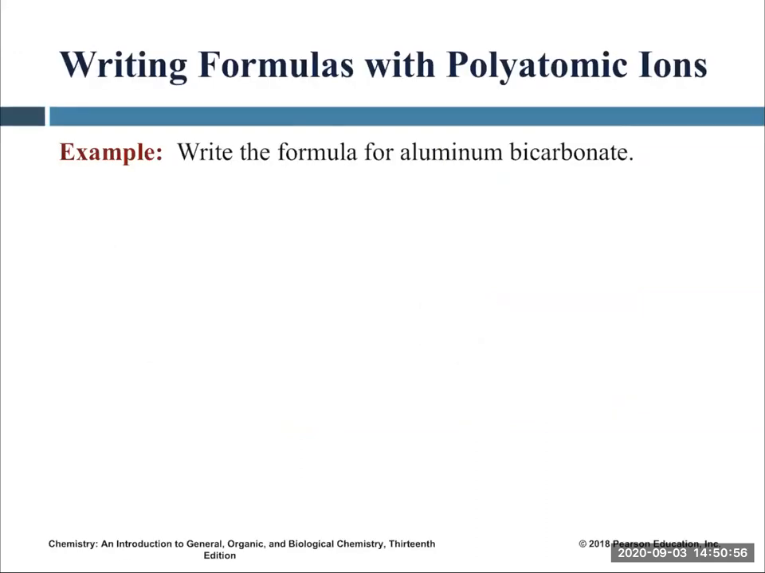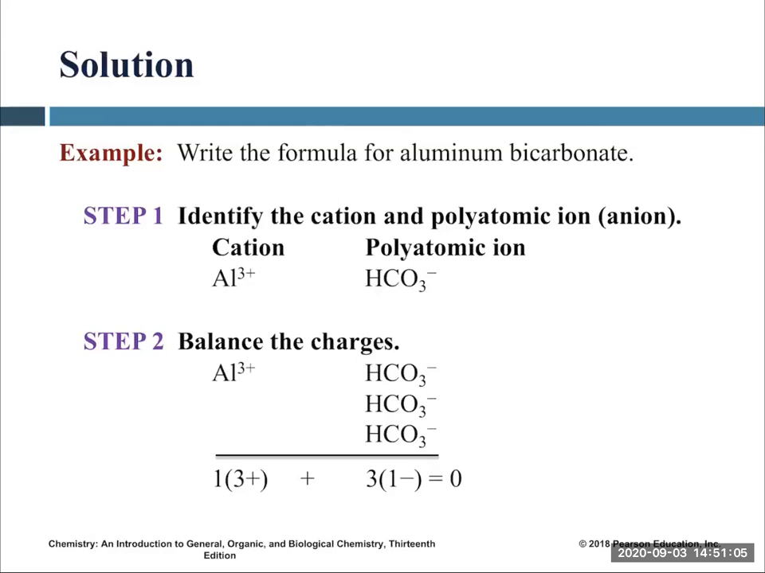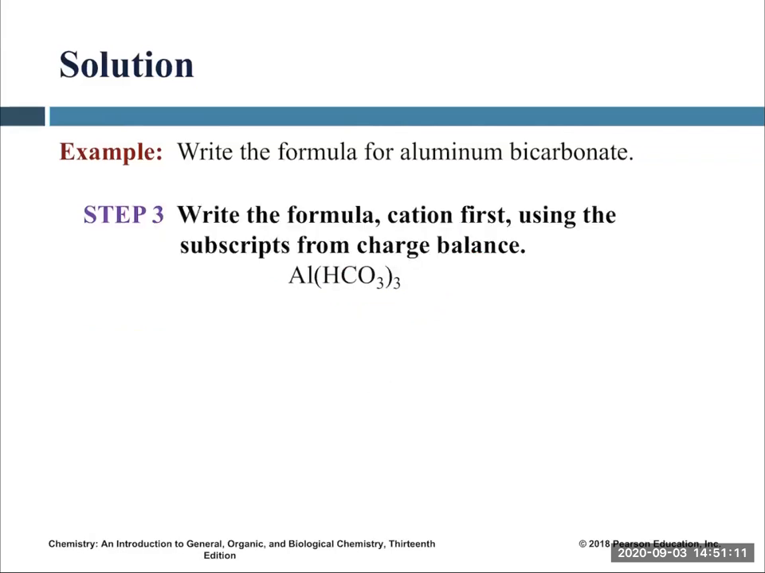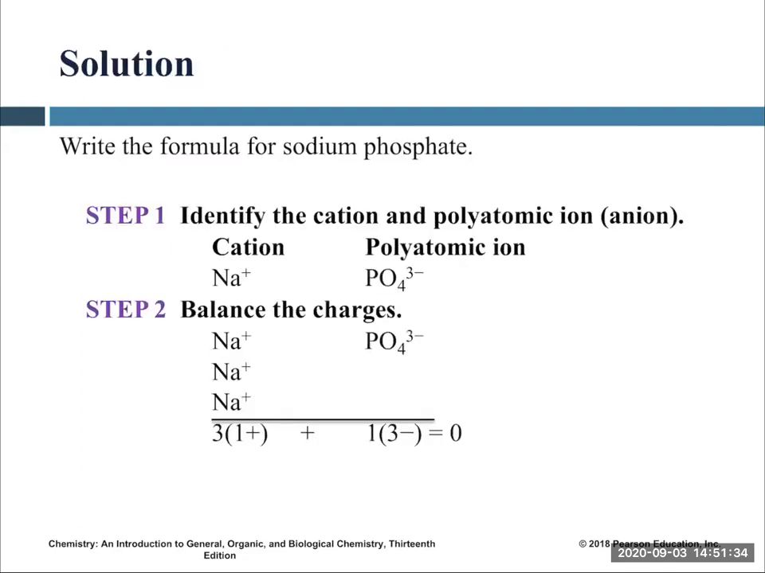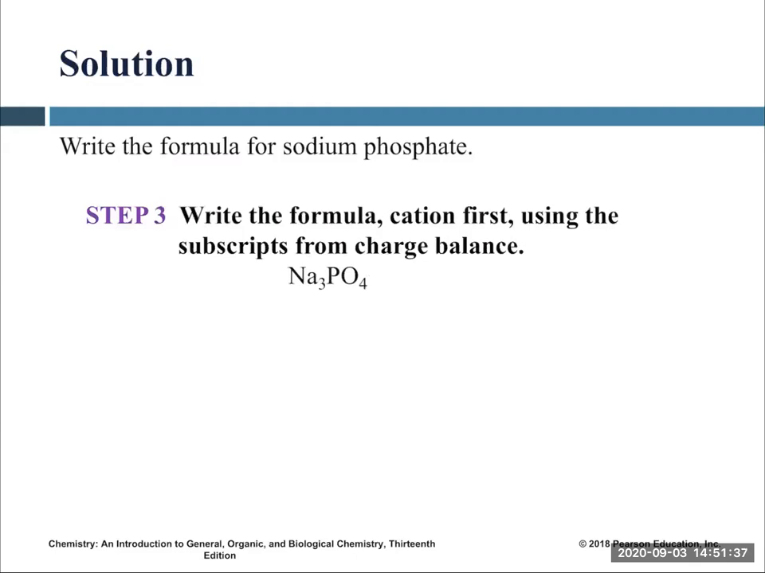For example, write the formula of aluminum bicarbonate. First, what is aluminum? Al. And what is bicarbonate? This. When you put it together, you crisscross. Here's another one, sodium phosphate. What is sodium? Na. And what is phosphate? PO4 with a charge of 3. So Na plus PO4 with a charge of 3. Crisscross, and that will get you your answer.